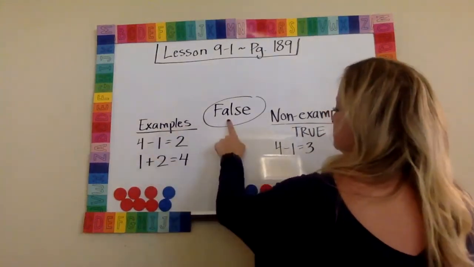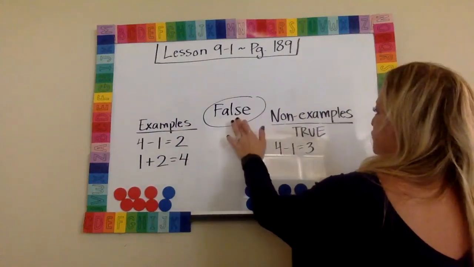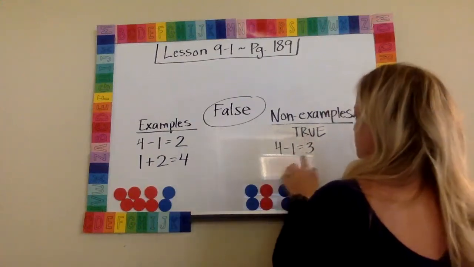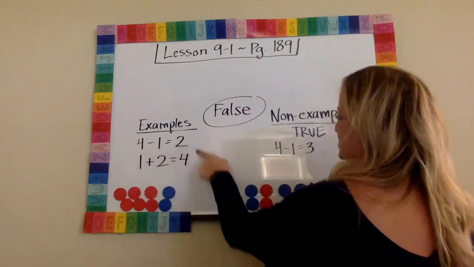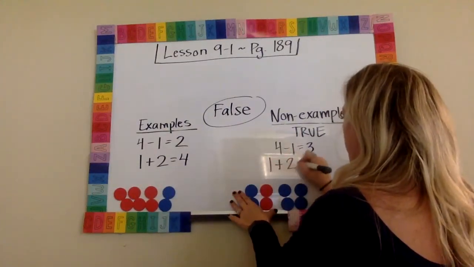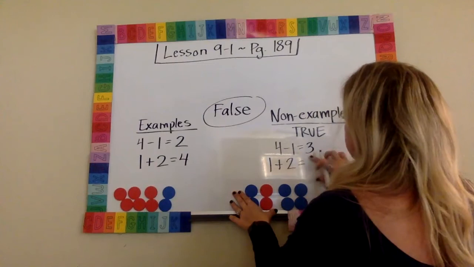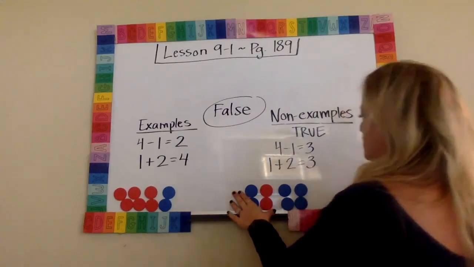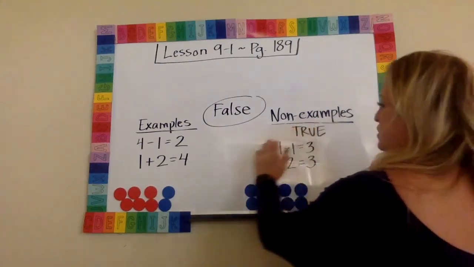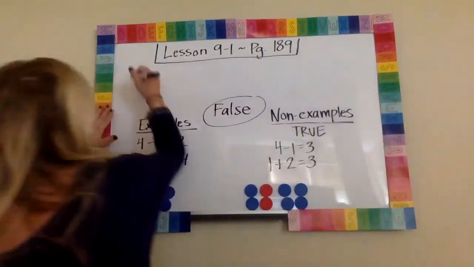So these are examples of false. That means these are false equations. This is a non-example of false, which means it's not false, which means they are true equations. 4 minus 1 is 3. Here I said it was 4 minus 1 is 2. That's wrong. 1 plus 2 is really 3, but I said it was, oh, I'm sorry. These are the true equations. See, this might be a little confusing. 1 plus 2 is 3, not 4. So these are true, which are non-examples, and these are examples. And then it says in my own words. So up here it says words.